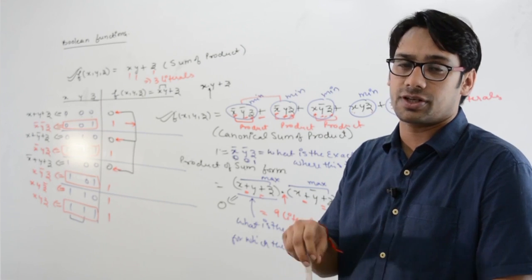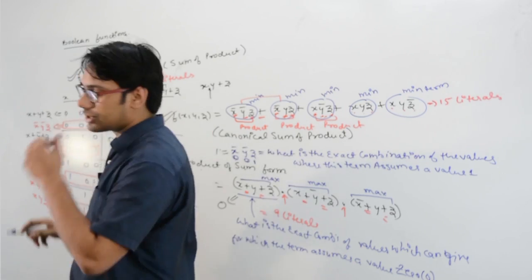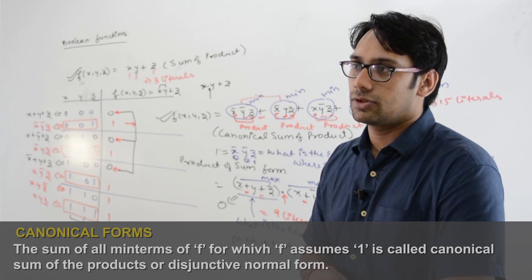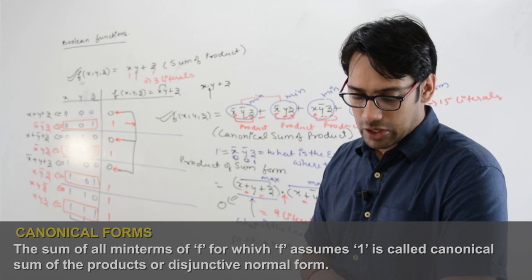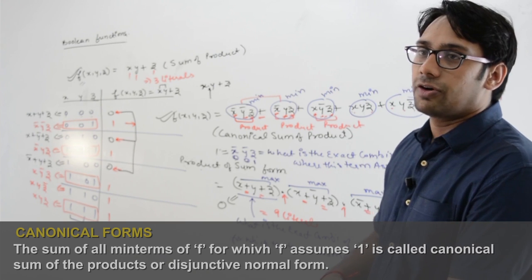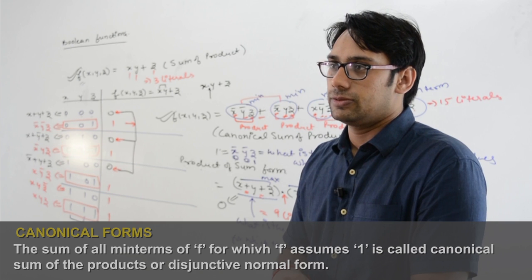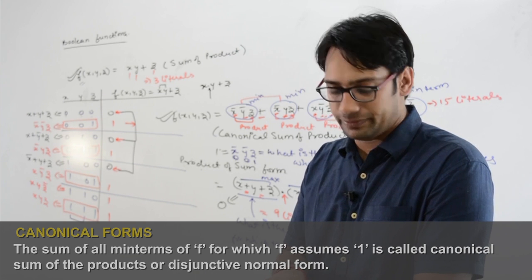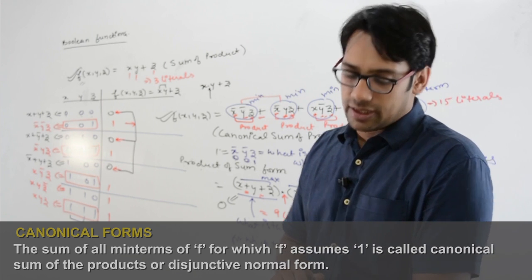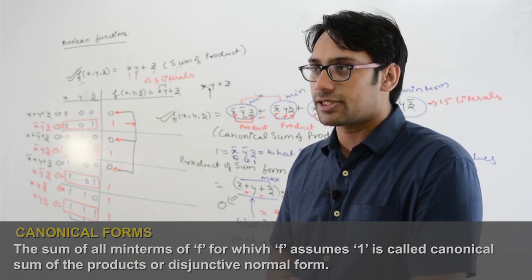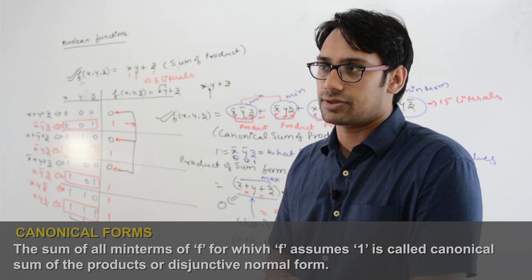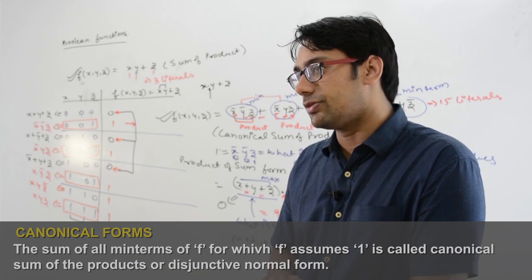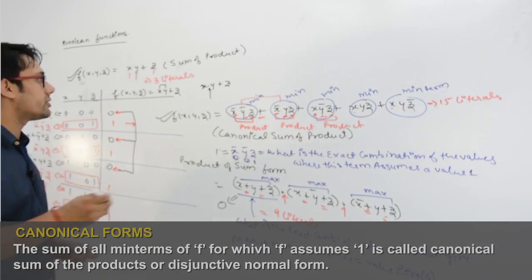And the sum of all minterms of the function f, for which the function f assumes a value 1, is called the canonical sum of product or disjunctive normal form. It is also called SOP, by the way.